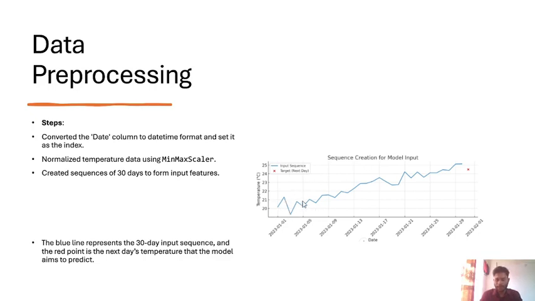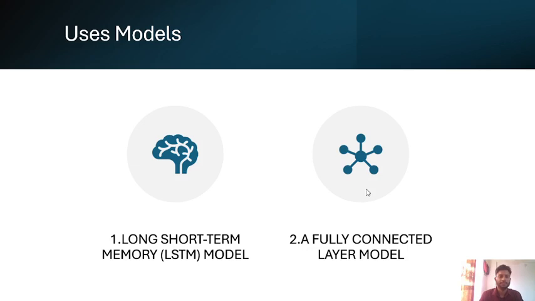This is the blue line. It represents the 30 days of temperature, and this is the red point. This red point represents the next day's temperature that the model aims to predict. Next step, the models. Here I use two types of models: a long short-term memory model and a fully connected layer model.